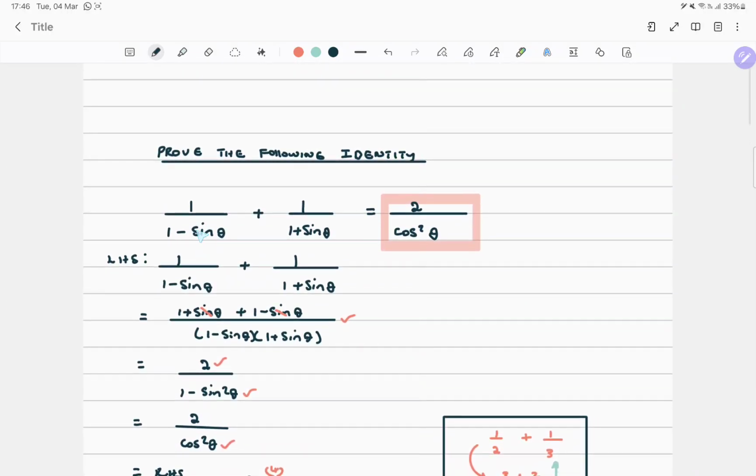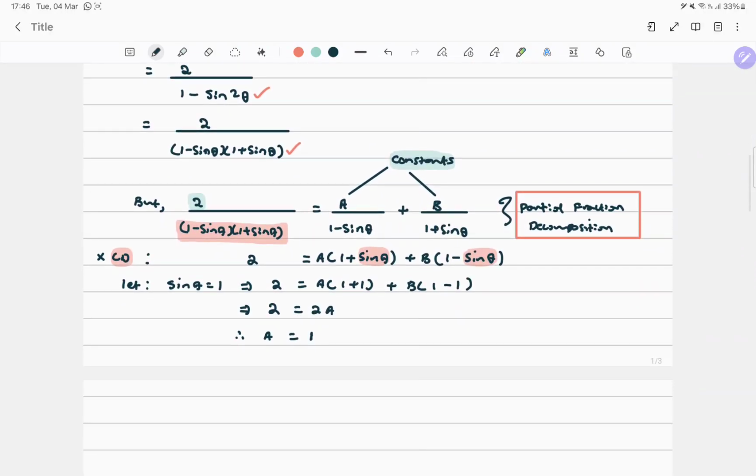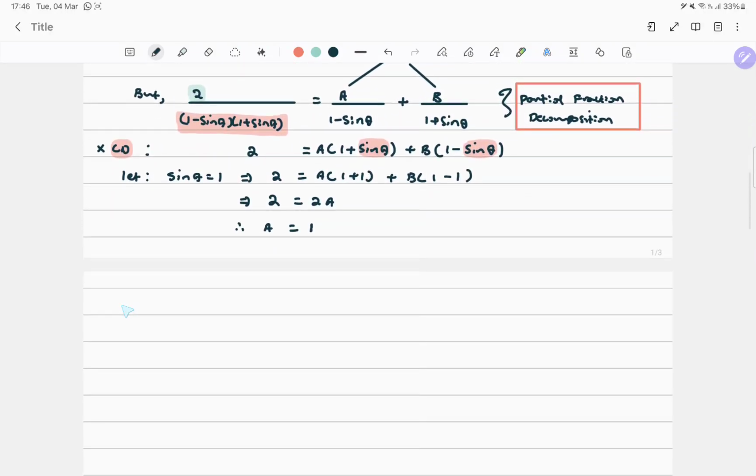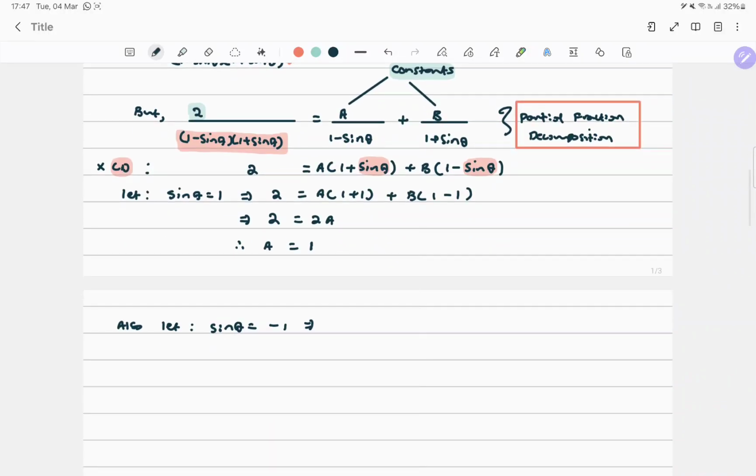Is it not coming out? Yes. Also, let sine theta equal minus 1. Of course, I'm strategically choosing here. If we did this the first time, we take this bracket, equate it to 0 and solve for sine theta, we get minus 1. And what does this imply? It then implies that 2 is equal to a.